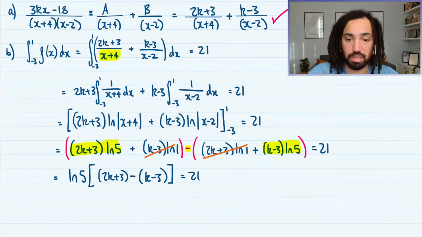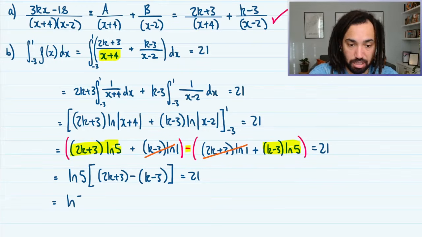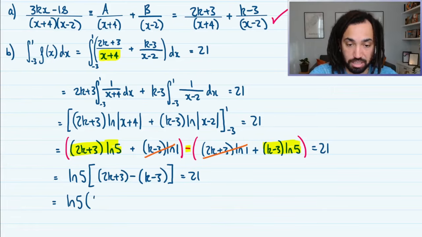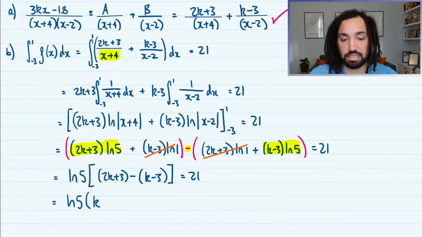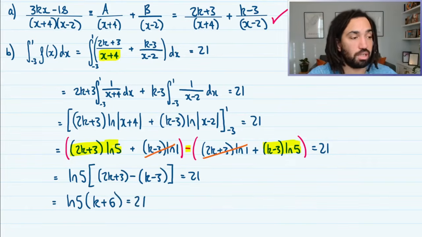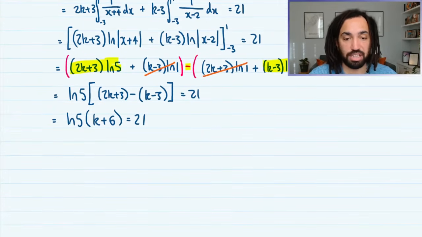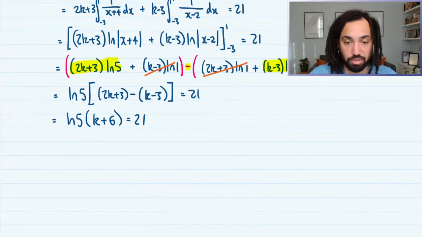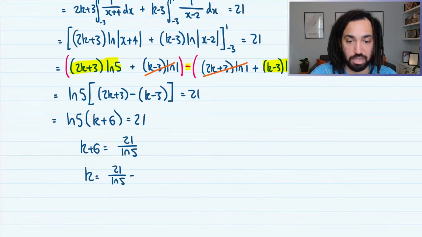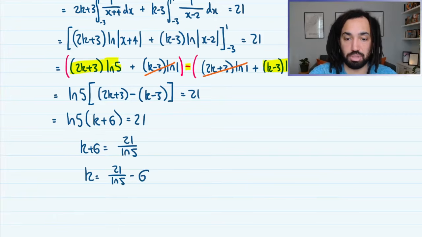Okay, so then expanding out the brackets inside this square bracket, we're going to get 2k minus k, so that's 1k, and we're going to get 3 minus 3 is plus 6, and that equals 21. So we need to find the exact value of k, so we're going to divide through by ln 5 to get k plus 6 is equal to 21 over ln 5. So therefore k is equal to 21 over ln 5 minus 6. Bosh.